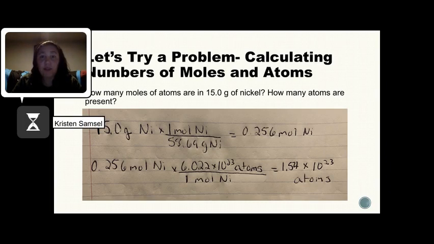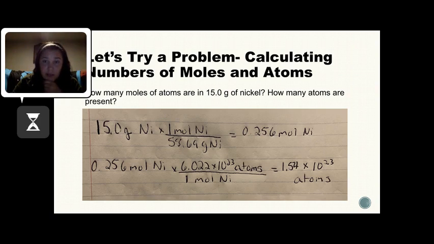Okay, so if we have 15 grams of nickel and we want to know how many moles are in 15 grams and how many atoms are in 15 grams, then this is how we're going to solve it. We're going to say 15 grams of nickel times 1 mole of nickel over the weight of 1 mole of nickel, which is 58.69 grams. And that's going to give us 0.256 moles of nickel. So all we're doing here is going back to stoichiometry.